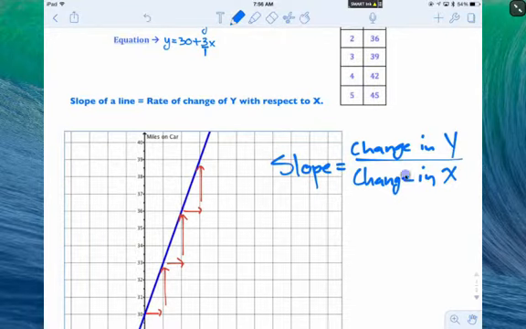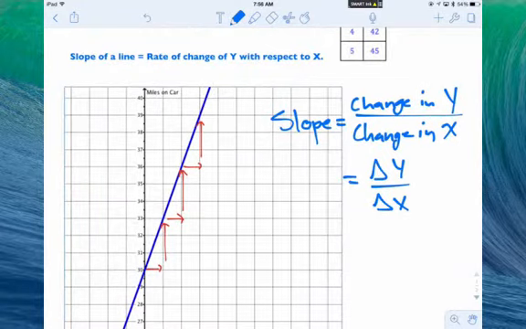And another way we really like to write change in y or change in x is we use this Greek symbol called delta. It just looks like a triangle, and whenever you see a delta anywhere, and you're going to see it a lot, this just means change in y and change in x. So that's what the slope of a line means.